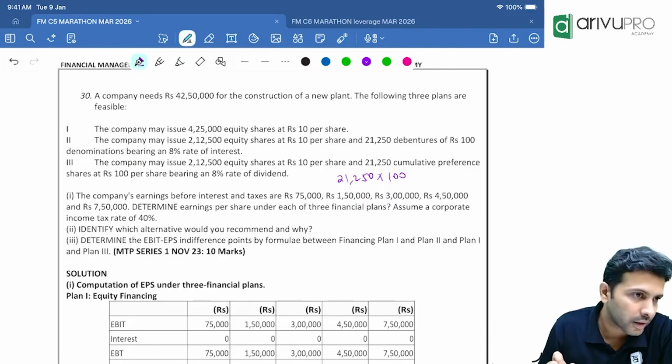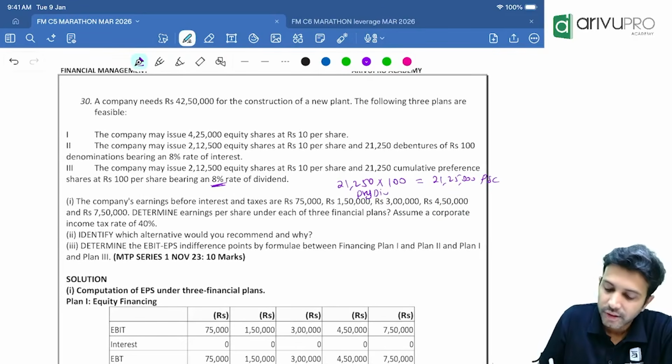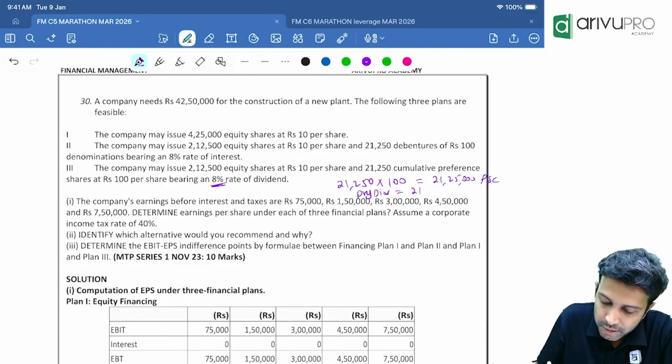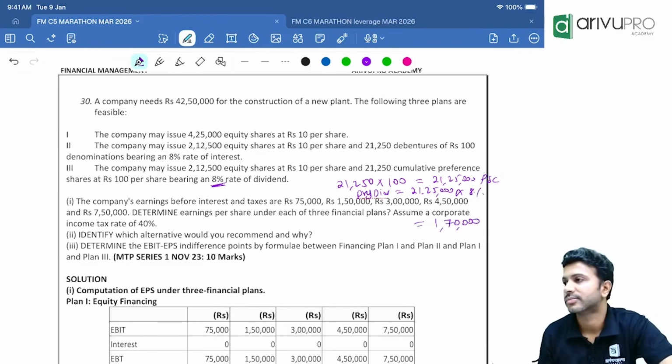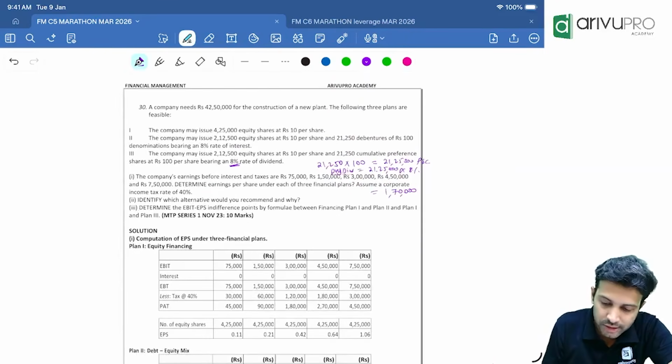21,25,000. Correct. So this is your preference share capital, 21,25,000. What is your preference dividend? Can you tell me that? What percentage preference shares are these? 8%. So basically preference dividend will be 8% of 21,25,000. How much? 1 lakh? 1,70,000. Any problem? 1,70,000. Now check the number.